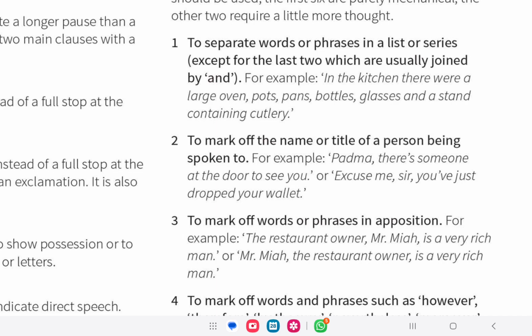For example, in the kitchen there were a large oven. Now look at this. There is a series of things. I think this is the most common use. Most of the students know this use, they are aware of it. They can use the comma wherever they have a list of things. So that is the most common use, and you all can use it very well. In the kitchen there were a large oven, pots, pans, bottles, glasses, and a stand containing cutlery. Because that is a series of things, a list of things, that's why we have separated them with the help of a comma.